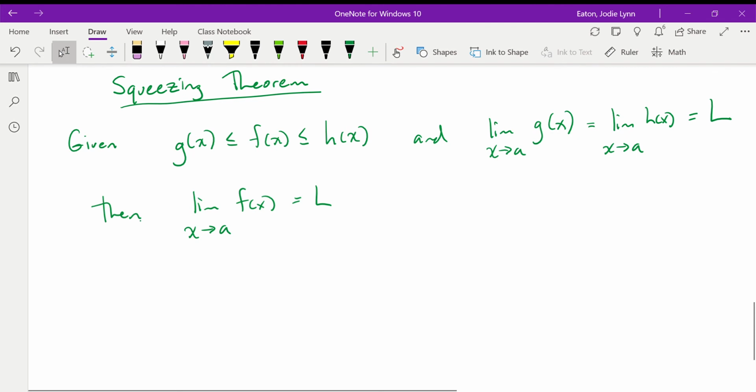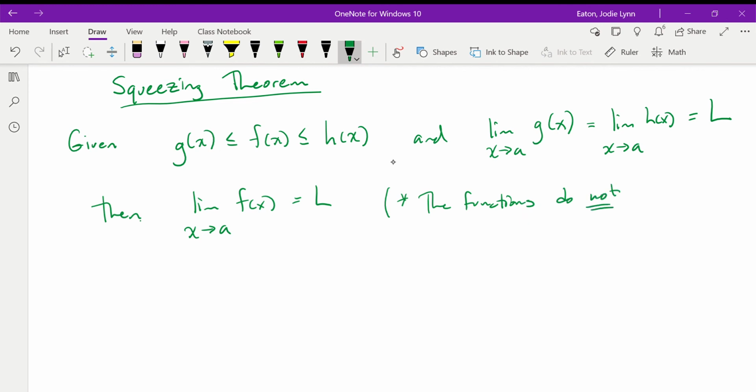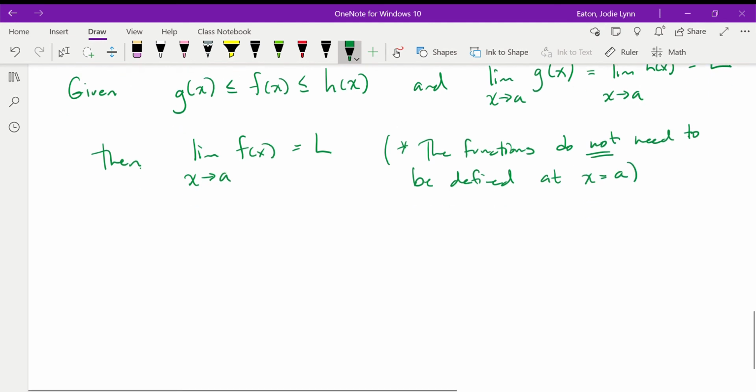Okay? And a note, one cool thing about this: the functions do not need to be defined at x equals a. So they could not exist at x equals a, as long as they exist everywhere else. So what does that look like in a picture?